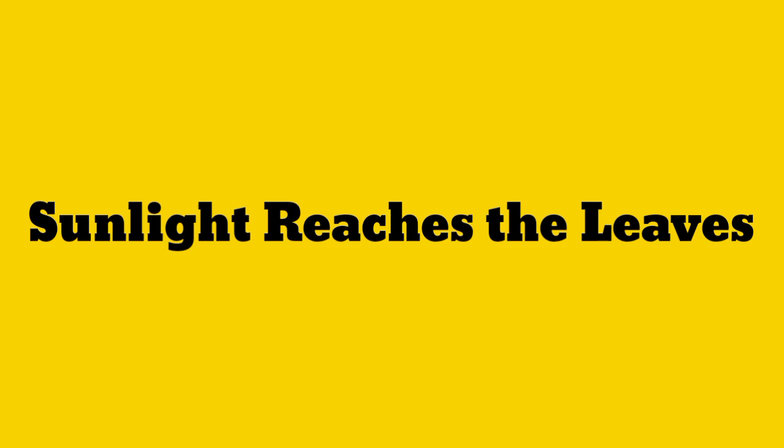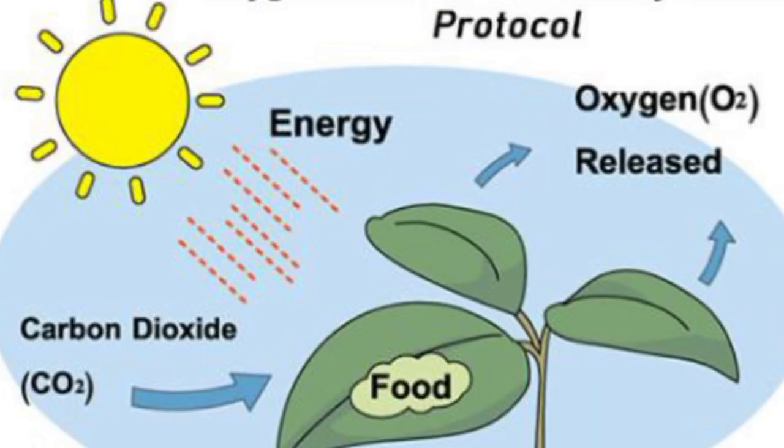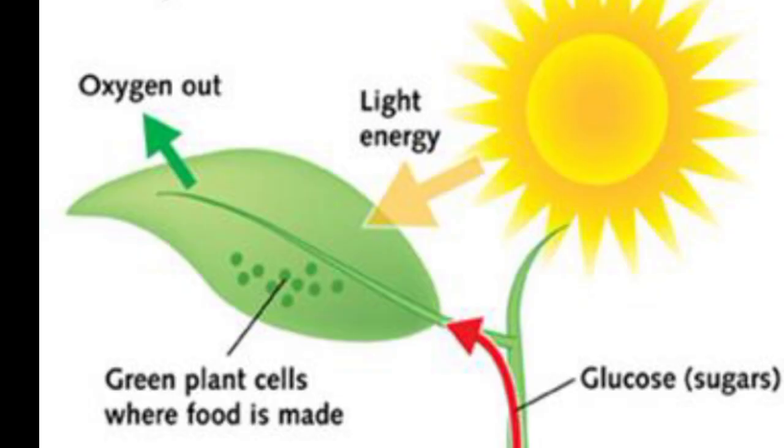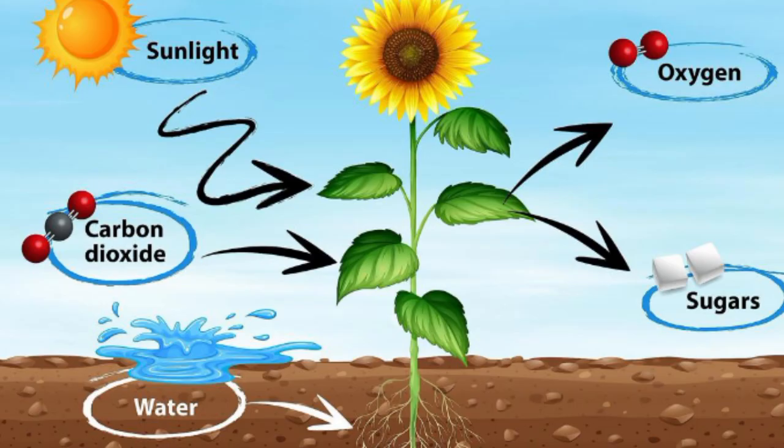The next step is that sunlight also reaches the leaf. Sunlight gives necessary energy for the process of photosynthesis, and sunlight energy is converted into chemical energy in this process. So, sunlight, water and carbon dioxide combine together in the presence of chlorophyll. All these things combine and are converted into chemical energy, and that energy is called food, and it is sugar in this case. In the whole process, oxygen is also released as a byproduct.